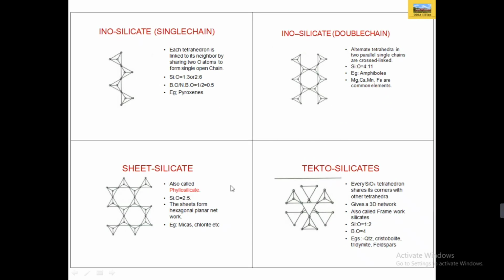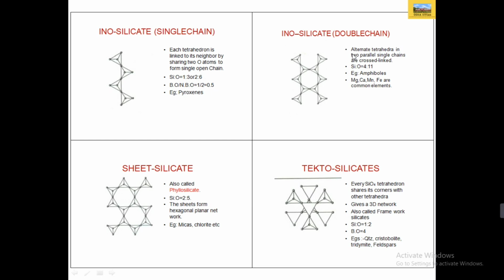Next, inosilicate, that is single chain inosilicate. Each tetrahedron is linked to its neighbor by sharing of oxygen atoms to form a single open chain. Here silicon and oxygen ratio is 1:3. Bridging and non-bridging ratio is 0.5. Example is pyroxene.